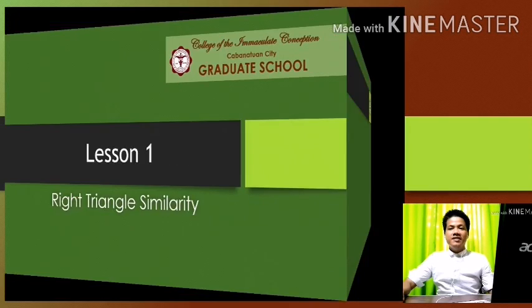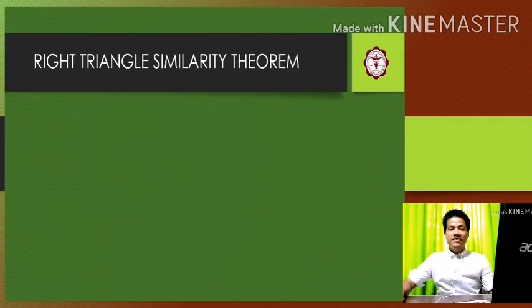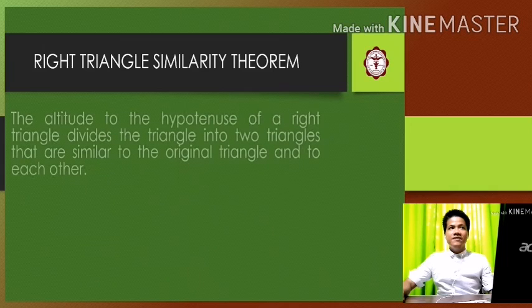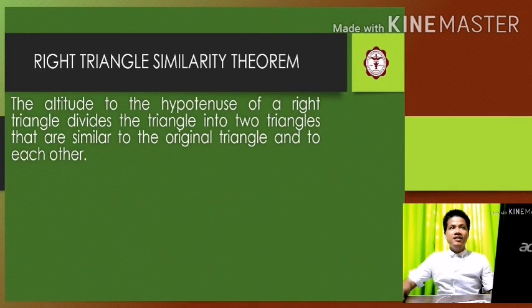In right triangle similarity, we are applying the right triangle similarity theorem. The right triangle similarity theorem states that the altitude to the hypotenuse of a right triangle divides the triangle into two triangles that are similar to the original triangle and to each other.